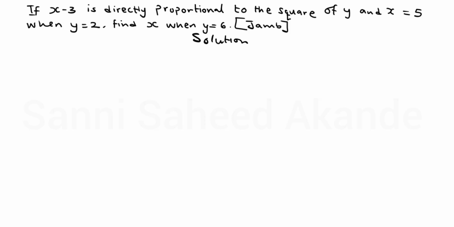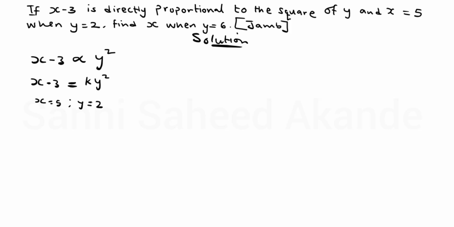All right, so the question says, if x minus 3 is directly proportional to the square of y. Okay, now let's change this to an equation. We have x minus 3 equal to a constant. So let my constant be k, then y squared. Understood?